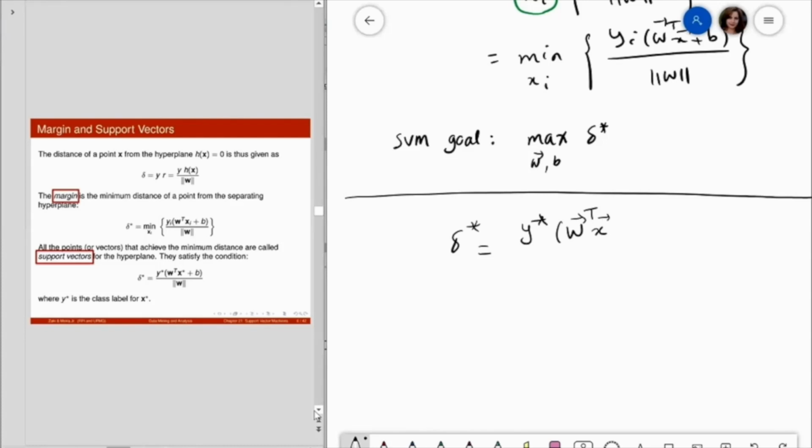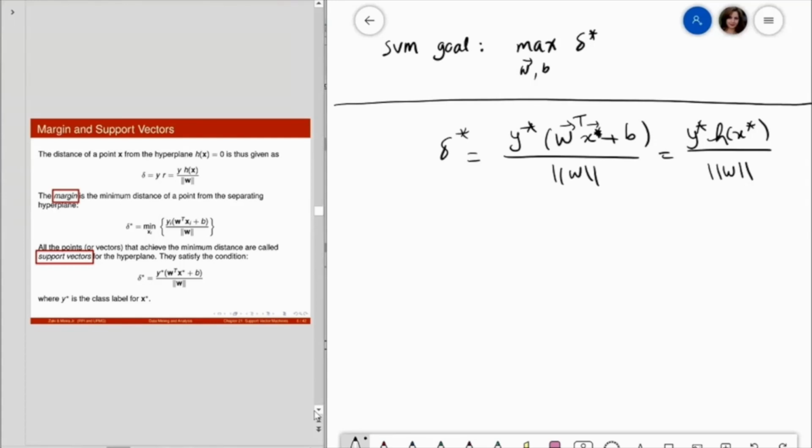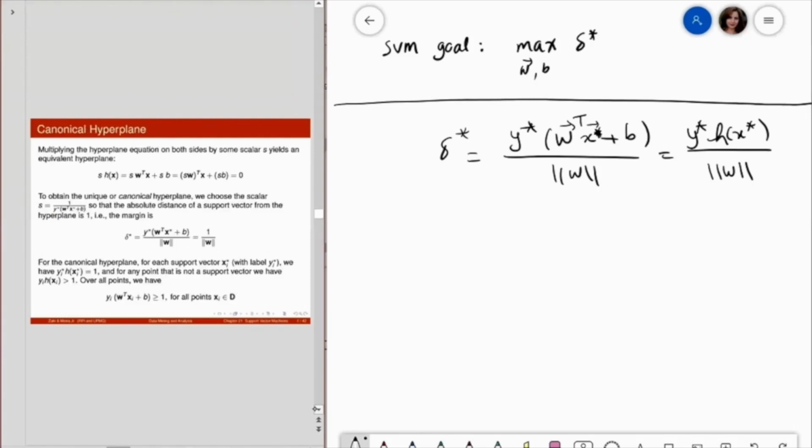multiplied by W transpose multiplied by the support vectors as x star plus b divided by norm of W, or it's equal to y star h of x star over norm of W. That is the distance between our support vectors to our separating line or classifier in SVM.